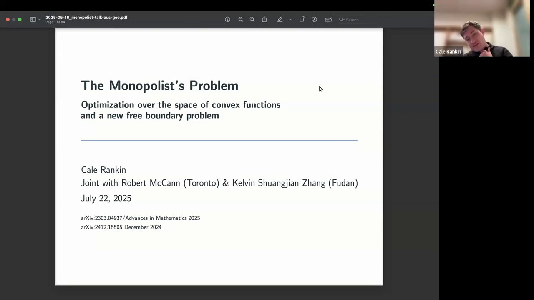Awesome. Thanks for the invitation, Tim. I looked back and it's been about 3 years to the day since I last spoke in one of the Oz geometric analysis seminars, so I'm probably overdue to talk about some new work.